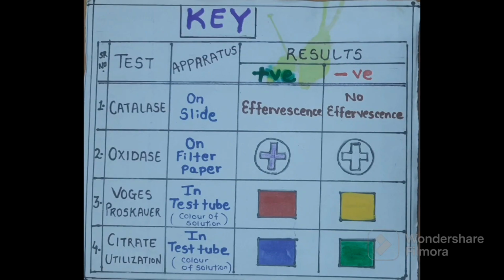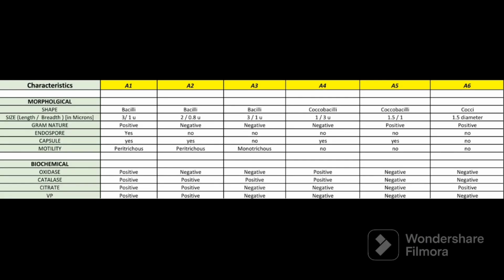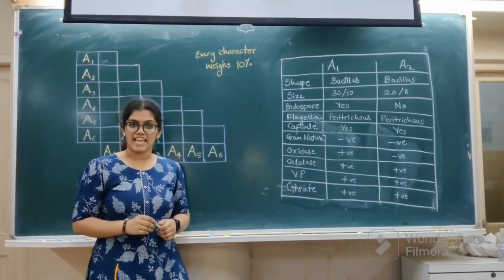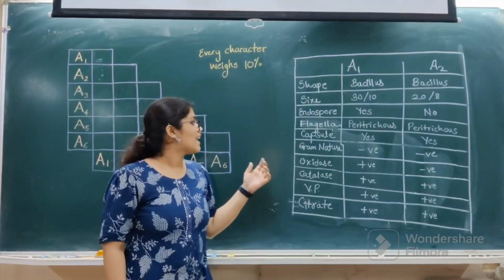The following key summarizes the positive and negative results for all the 4 biochemical tests performed. The following sheet summarizes the observations for morphological characters and the results of biochemical tests that we have got for the 6 operational taxonomic units, that is, the 6 bacteria taken into consideration. Now, let us compare these bacteria together using a similarity matrix, which will eventually help us to classify the organisms in a phylogenetic tree. As we are done with all the characteristics, we move on to the similarity matrix.